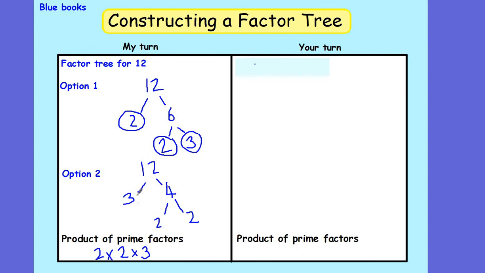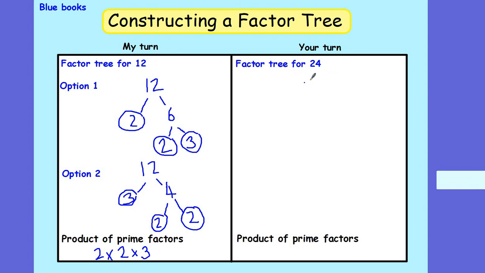Notice that no matter which option you took, you still end up with 2 times 2 times 3. So you can go any route to get there. I've put them in numerical order, so I've gone lowest to highest, as that's normally the way we'd do it. Can you now, in your dark blue books, pause the video and draw me a factor tree for 24 for me? Pause the video for a couple of minutes and have a go at that now.